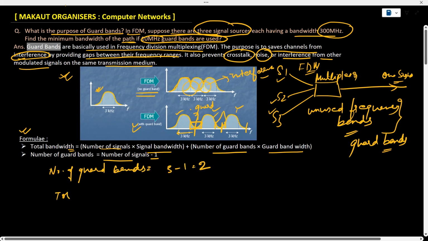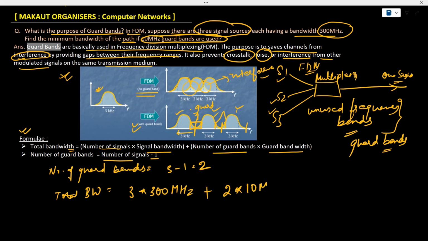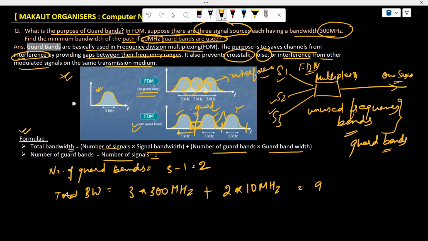Now the total bandwidth is equal to the number of signals, which is 3, times the signal bandwidth of 300 megahertz, plus the number of guard bands, which is 2, times the guard band bandwidth of 10 megahertz. That is 900 megahertz plus 20 megahertz, which is equal to 920 megahertz.